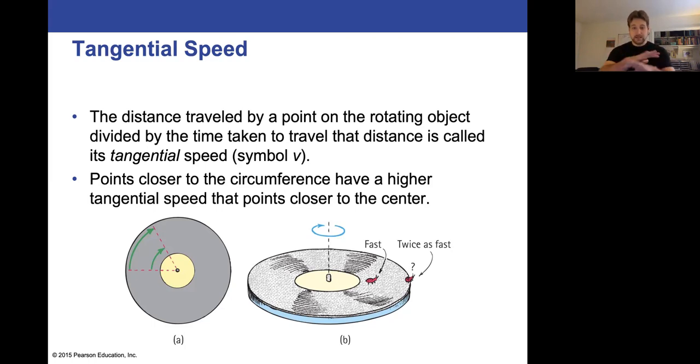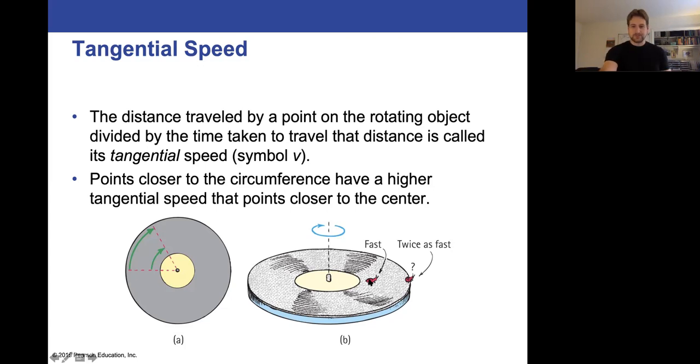And every part of the record, if we talk about these two bugs standing on the record, each of them makes 45 rotations every minute. They're going to get dizzy. Do bugs get dizzy? Now, ignore the record. Ignore that the bugs are standing on the record.